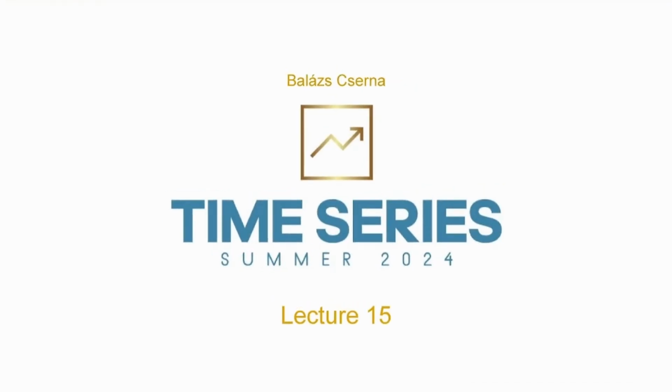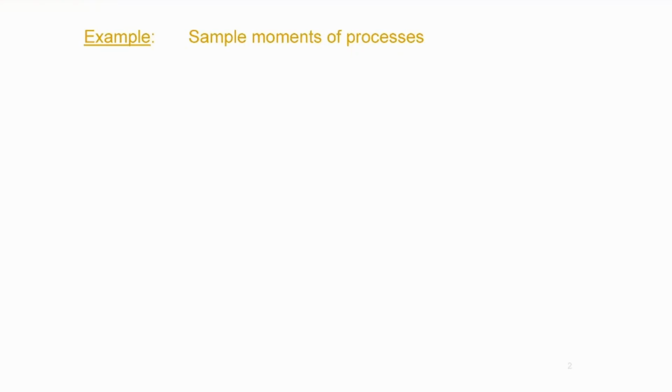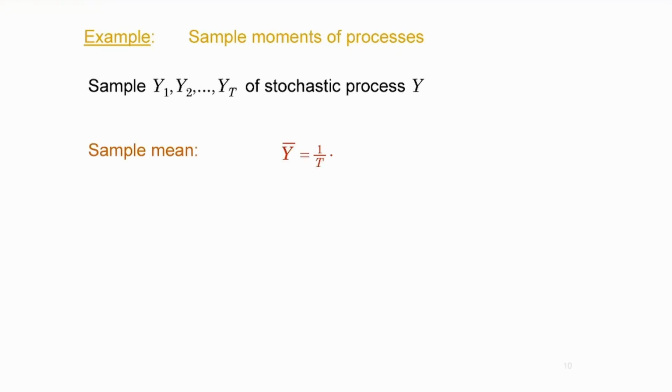So, this is lecture number 15, and before we continue with our considerations, we're going to review, from last week, sample moments of processes. I'm going to do that quickly. So there is basically a sample of a stochastic process, whatever it could be. So the sample size is capital T. And then the sample mean is, of course, the sum of the observations divided by the number of observations, which is, of course, capital T. So you might basically be aware of that.